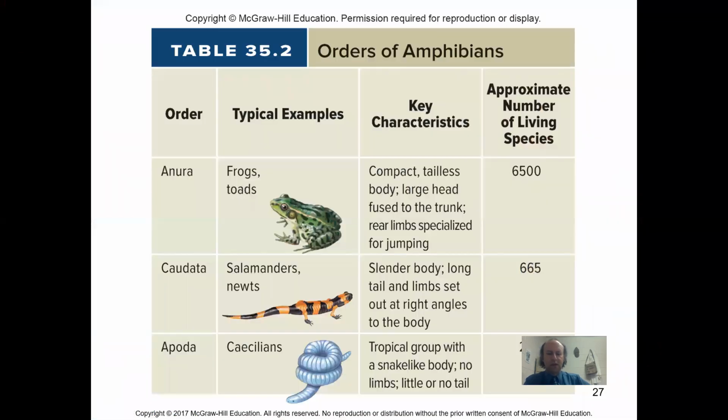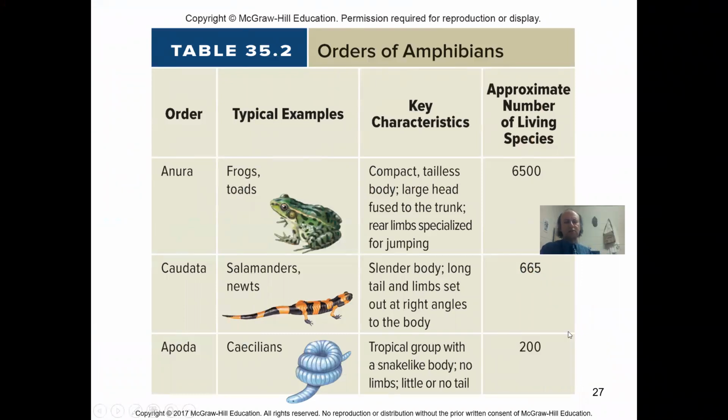Let's go on. Now, what sorts of amphibians do we have around? Well, there are a lot. We have the frogs and the toads that everybody likes. They're cute. I love to prank with them. But those are not the only sorts of amphibians that we have.